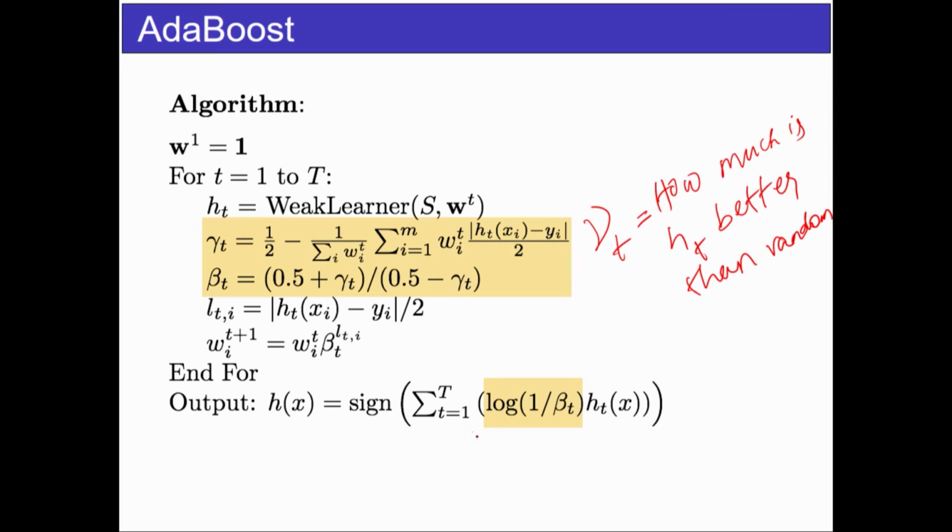But there is one slight twist. It's no longer majority voting. You can see that if you do this, but keep on doing the majority voting, you will run into an issue. Take the extreme case: your first classifier was extremely accurate. Say gamma 1 was 0.5. If gamma 1 was 0.5, beta would actually be infinity.